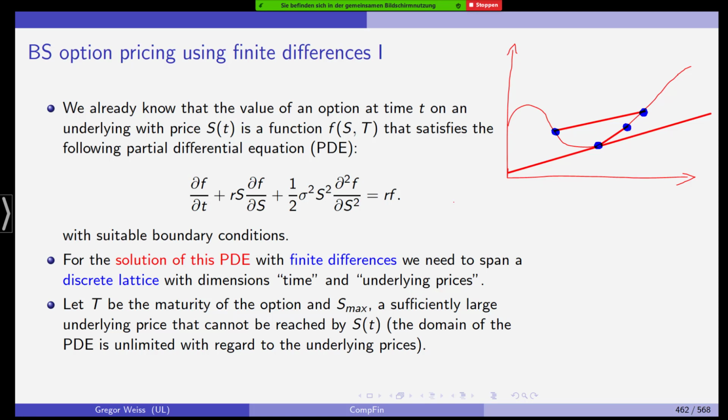So let T be the maturity of the option and S max a sufficiently large underlying price that cannot be reached. We need to set a maximum stock price because this is done in finite dimensions. The stock price, yes, in theory it can go up to infinity, but in practice it will never go as high as, let's say, 3 times the current stock price.